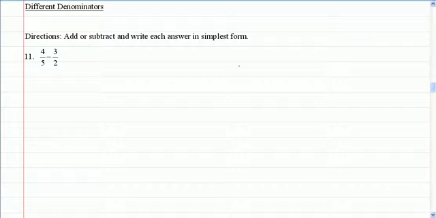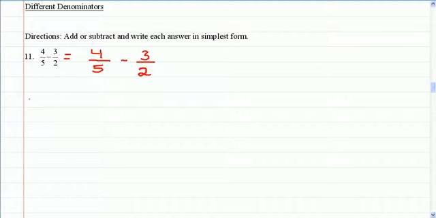Now the rest of the problems will have different denominators, but the directions are the same, to add or subtract and write each answer in simplest form. So the first thing I want to do is rewrite 4/5 minus 3/2, and then find what's called the least common denominator.